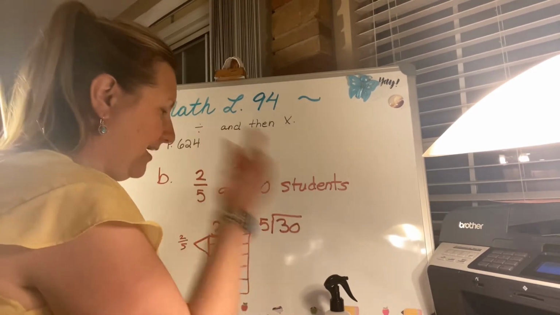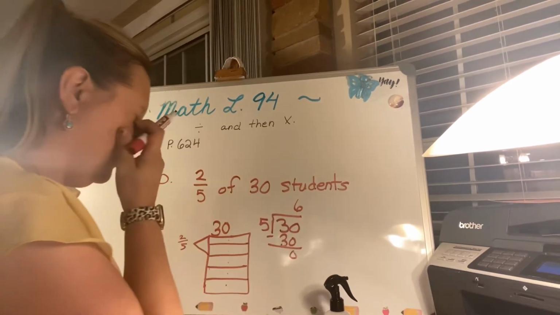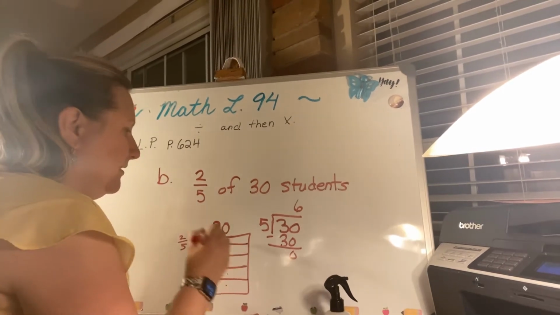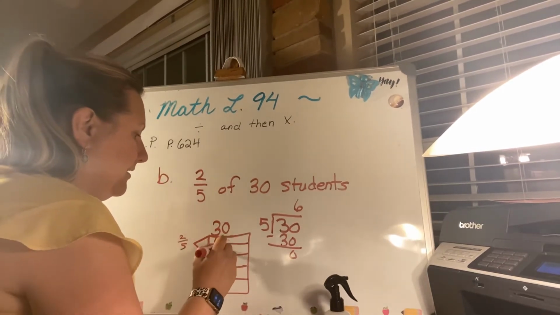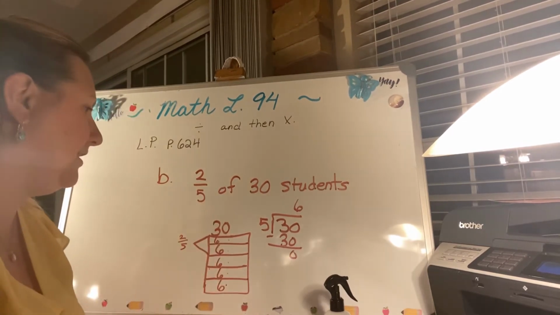30 divided by 5 is 6. 6 times 5 is 30. Done. So we know if we're dividing 30 into 5 parts, it's going to be 6. And 6 and 6 and 6 and 6. 6 times 5 will give us that 30.